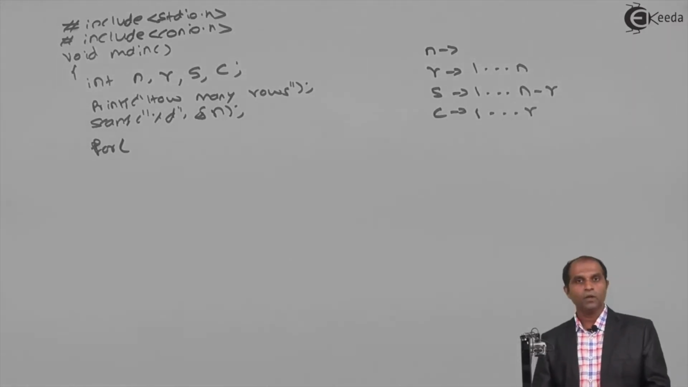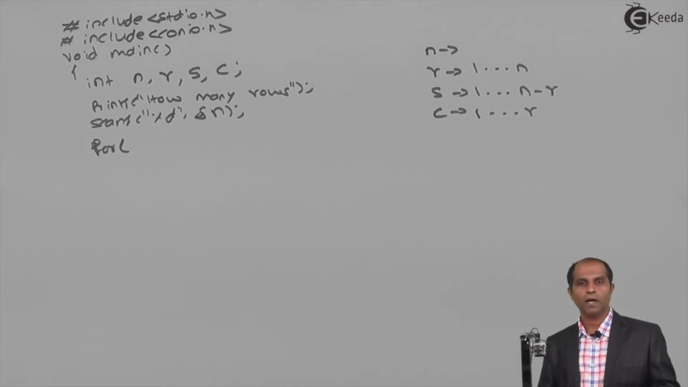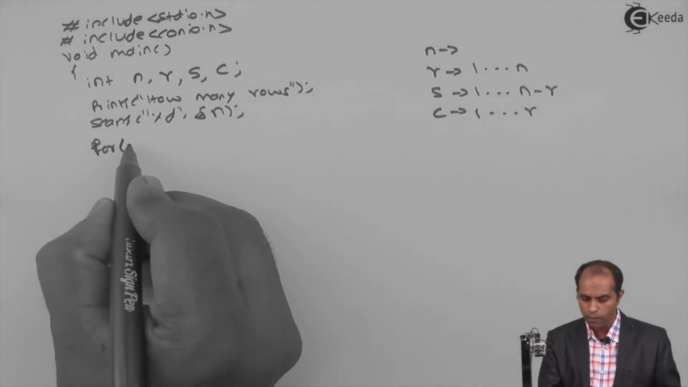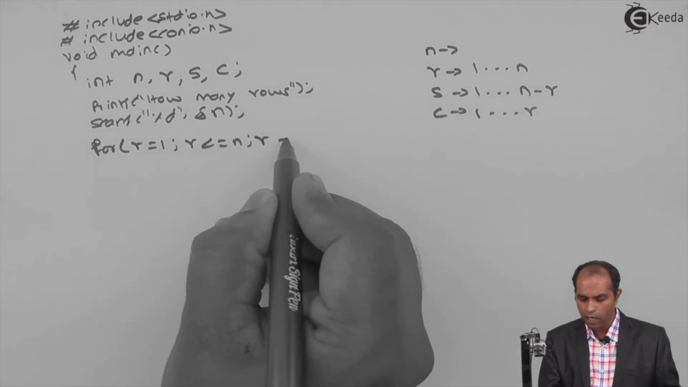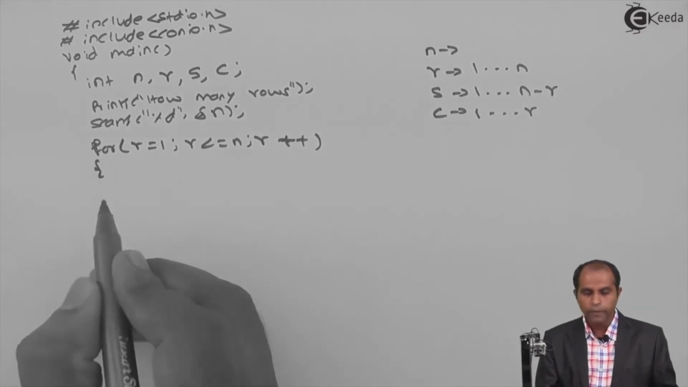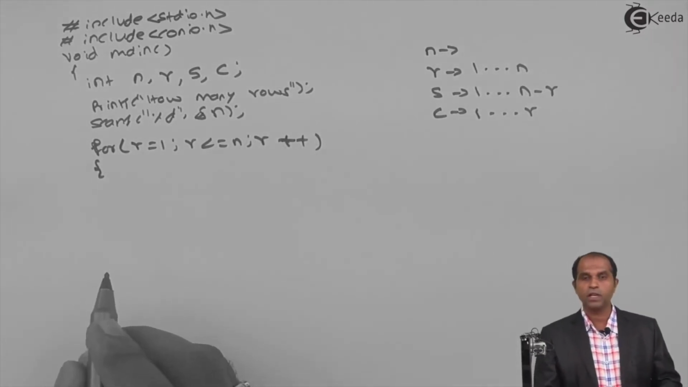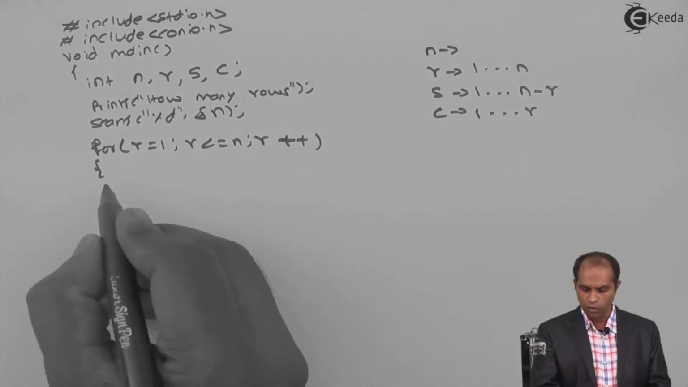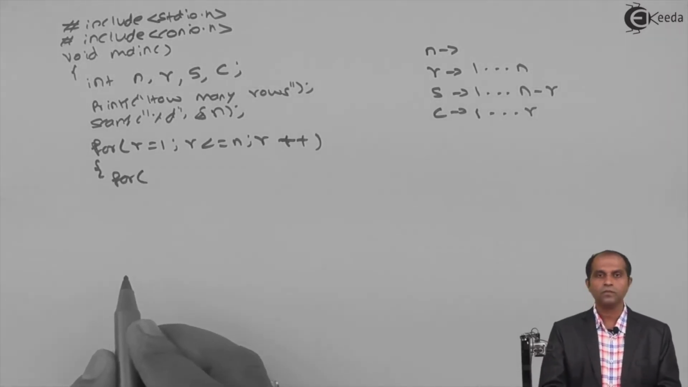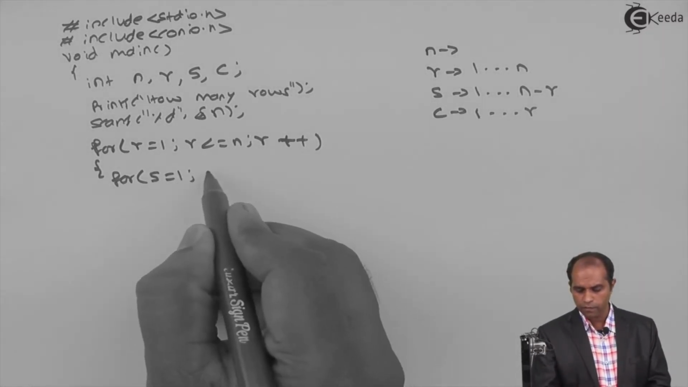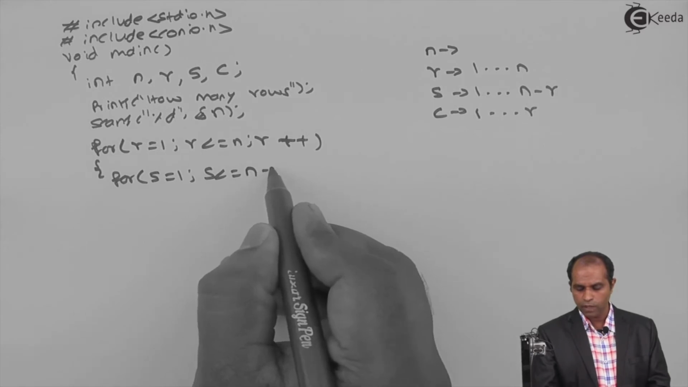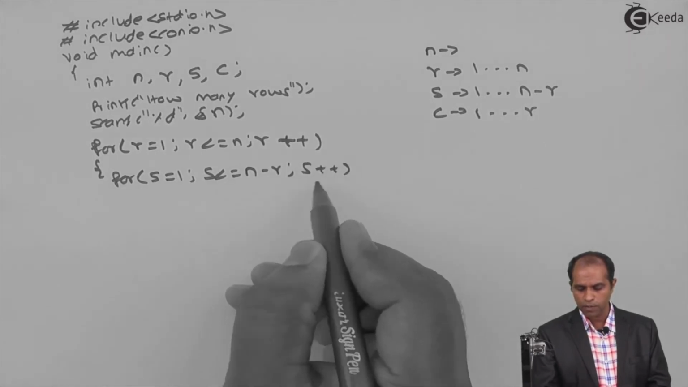And when I stated, your R will be the outer loop, S and C will be the inner loops, but they are going to work independently. S is going to work prior to C. So let's start this loop. R is going to be 1, R less than or equal to N, R plus plus. Now within this R loop, I am supposed to use the S and C loops. So I'll say for, now S loop: S equals 1, S less than or equal to N minus R, S plus plus.